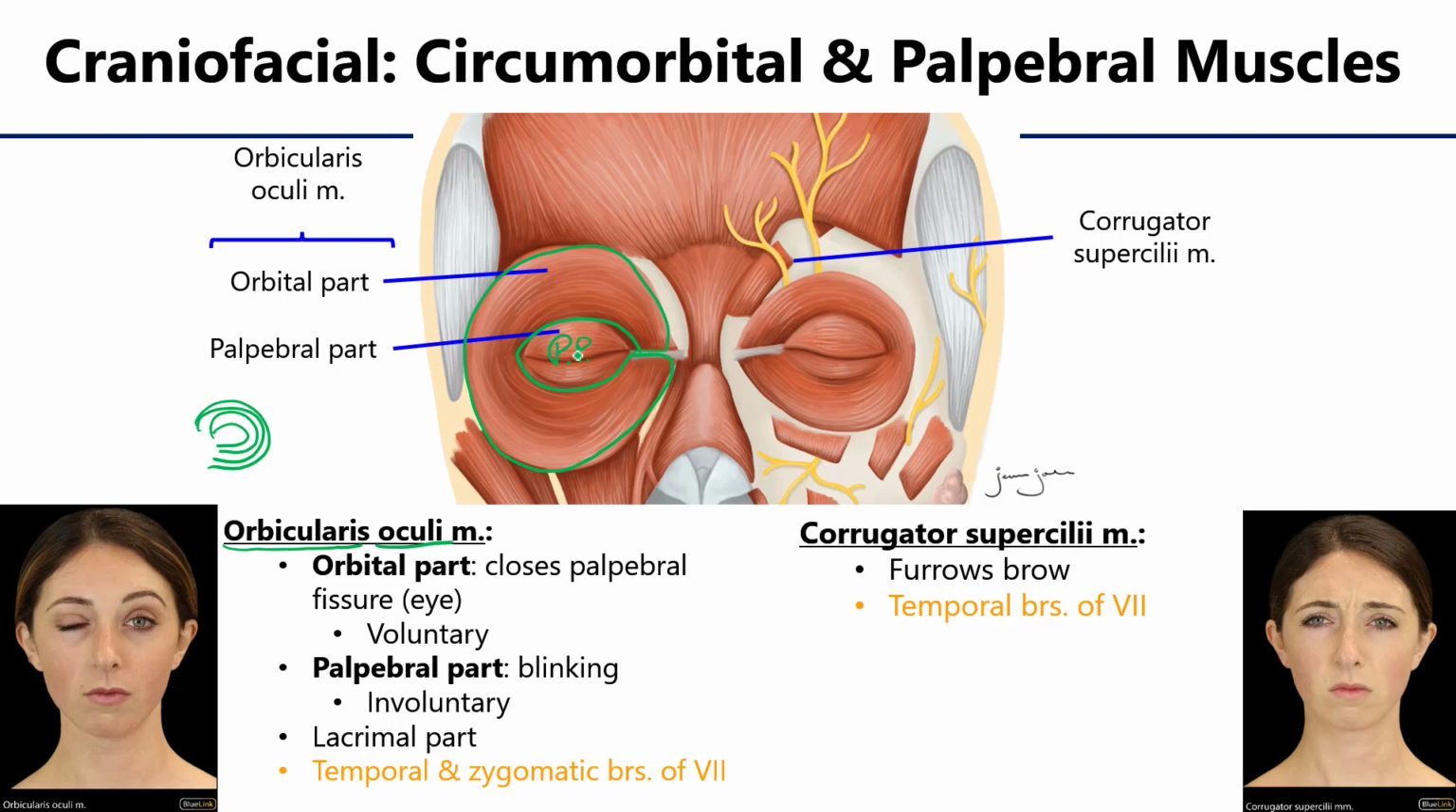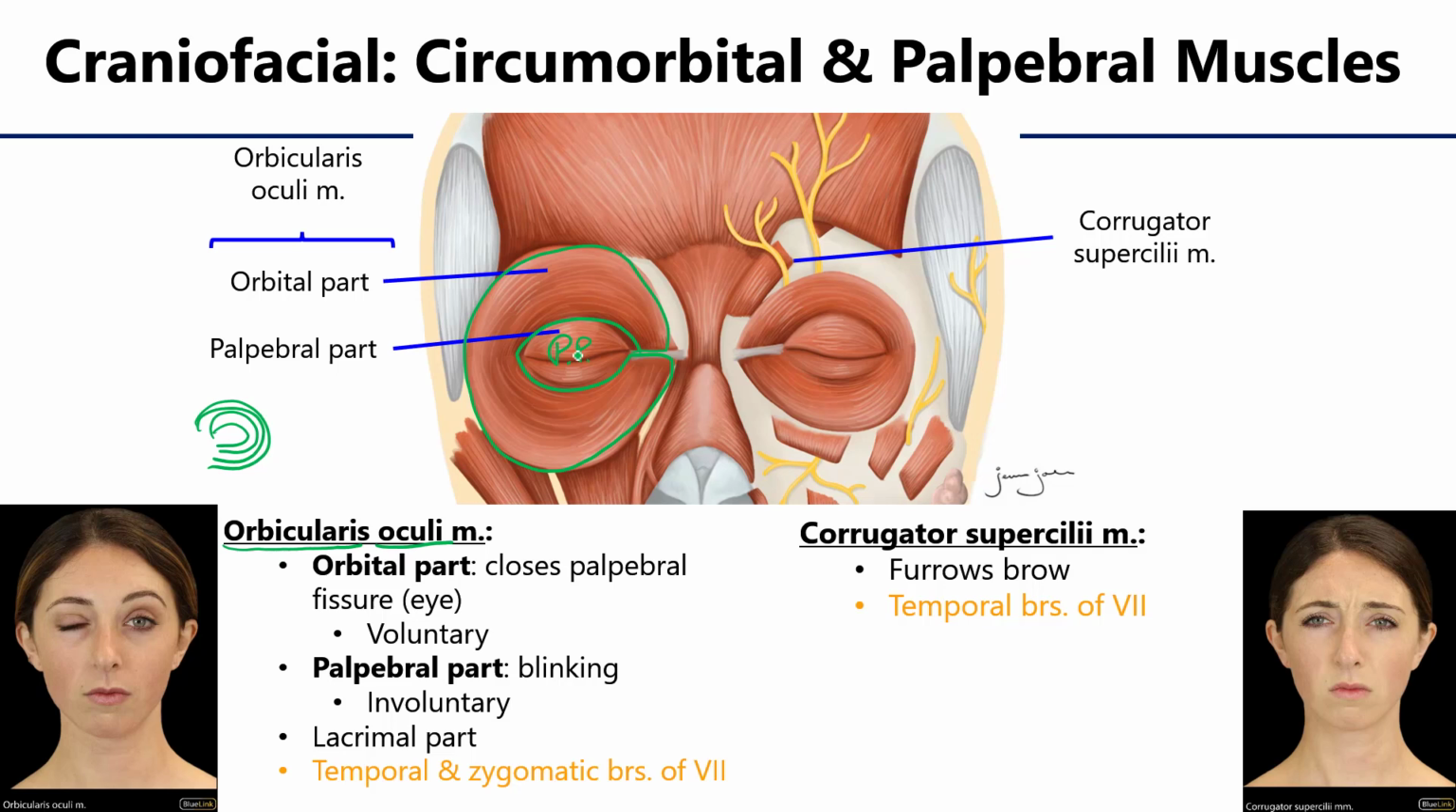So that orbital part is what we use to voluntarily close the palpebral fissure. So when you decide to shut your eye or to wink, you're closing that eye almost like a sphincter, you're using that orbital part.